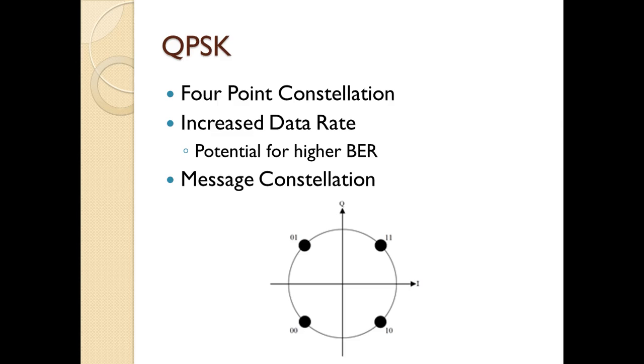QPSK modulation works by assigning 4 points around a constellation diagram to different message symbols. QPSK doubles the number of symbols detected over BPSK. This increased data rate can lead to a higher BER due to a large number of decision threshold areas. The extra threshold areas are achieved by observing the phase shift of the incoming message. The QPSK message constellation is shown here.